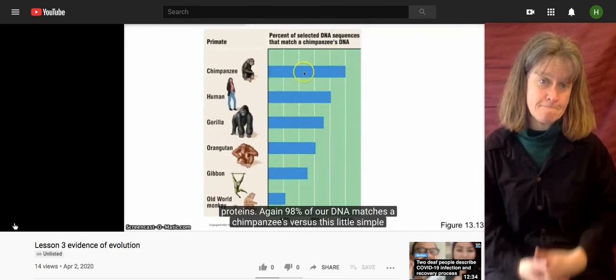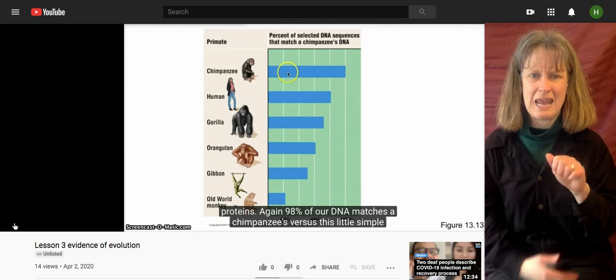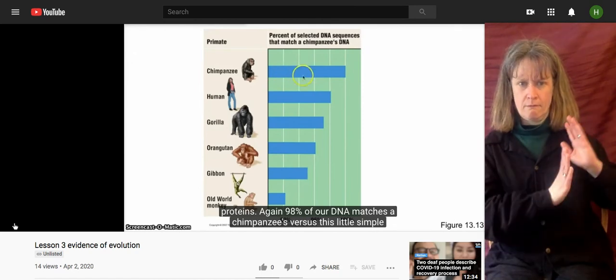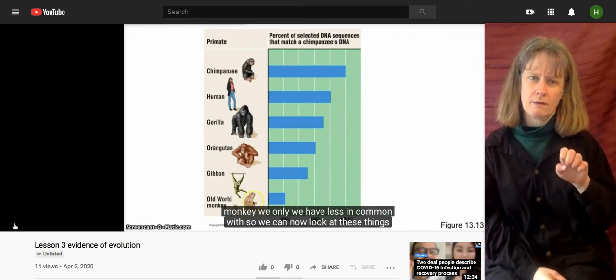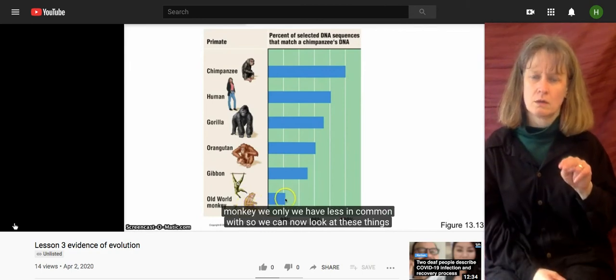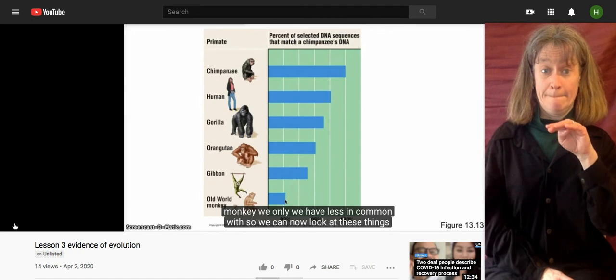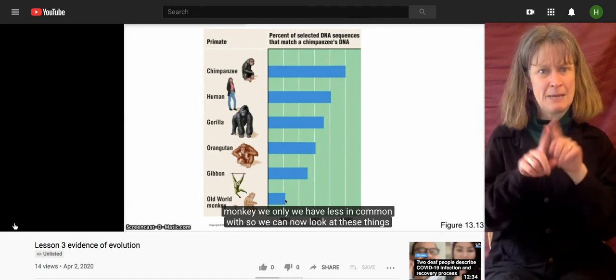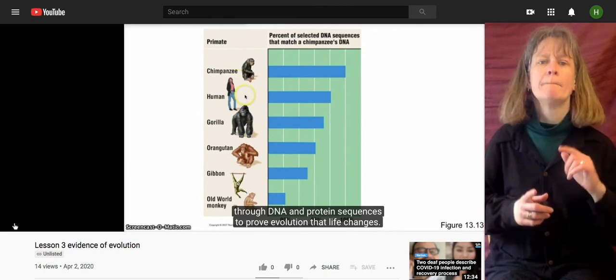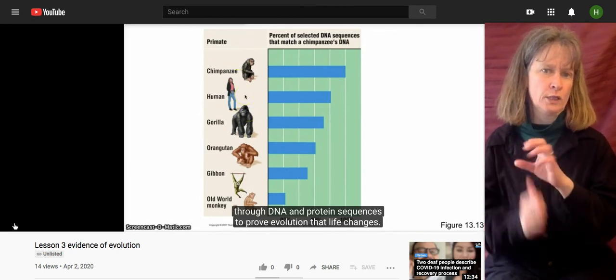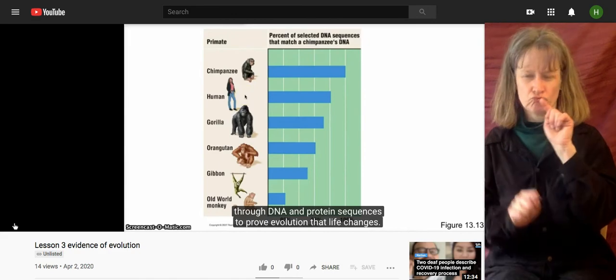Again, 98% of our DNA matches a chimpanzee's, versus this little simple monkey we have less in common with. So we can now look at these things through DNA and protein sequences to prove evolution, that life changes.